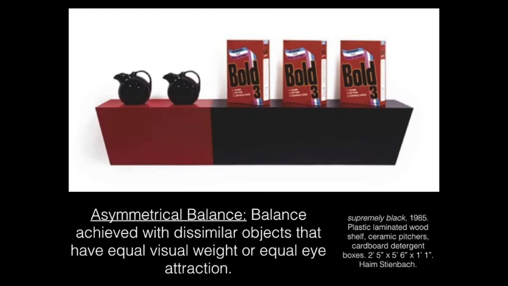All right, asymmetrical balance. This is balance achieved with dissimilar objects that have equal visual weight or equal eye attraction. This is a piece called Supremely Black by Haim Steinbach. This is a type of balance, even though it's a little different than the last one, because there's more red boxes and less black pictures, but the shelf that they sit on has more of the black shelf and less of the red side, and it creates this balance. So not only is balance achieved through the shapes and sizes of the objects, but it's also achieved through the color. It still feels very balanced, even though it's kind of off. There's something different about it. So again, another type of balance.